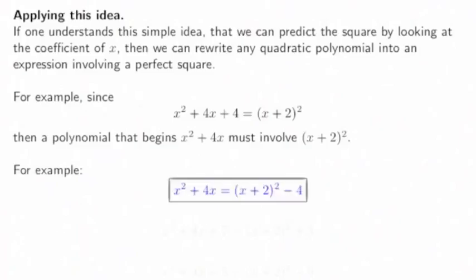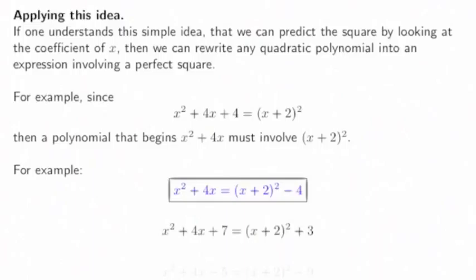For example, if I take that top equation and subtract 4 from both sides, then I recognize that x squared plus 4x is the quantity x plus 2 squared minus 4. Anything that begins with x squared plus 4x will allow me to replace that x squared plus 4x with x plus 2 all squared minus 4.